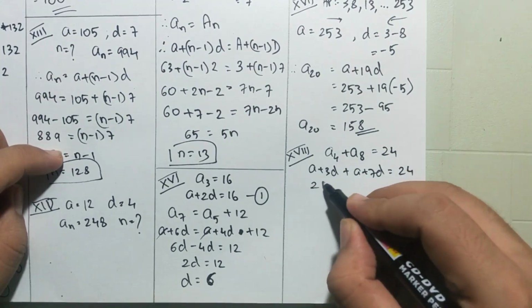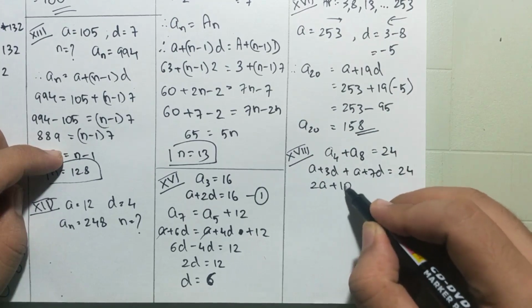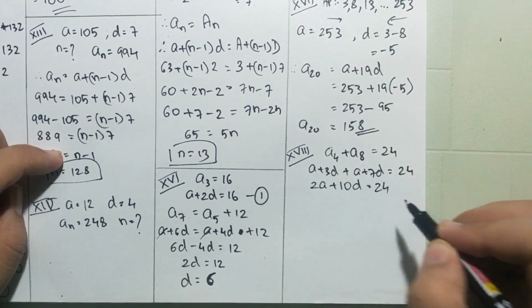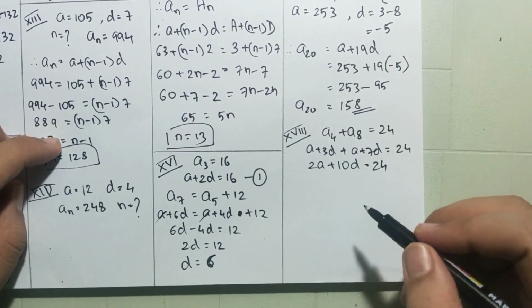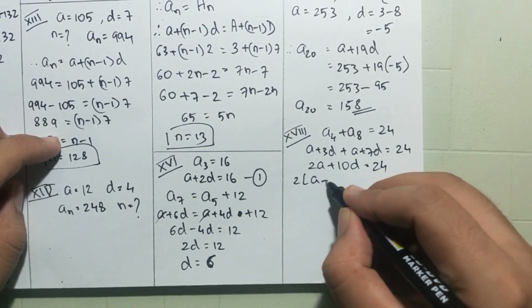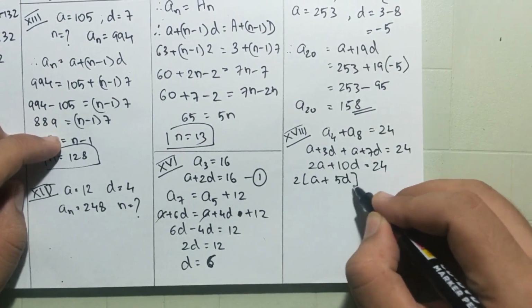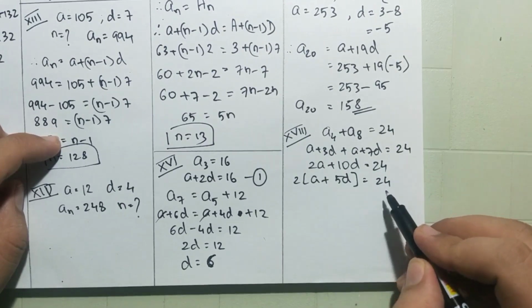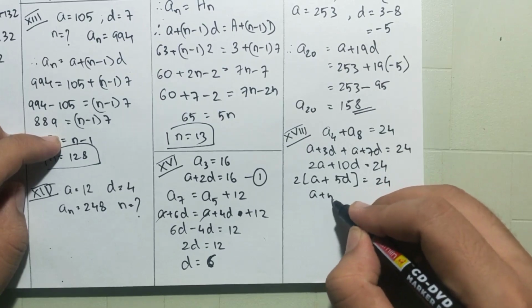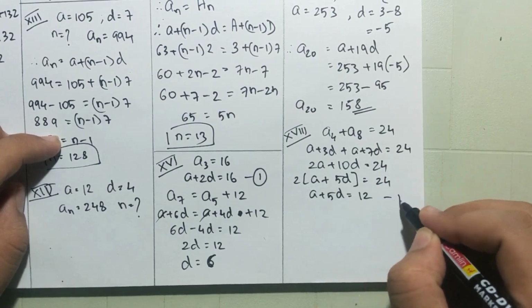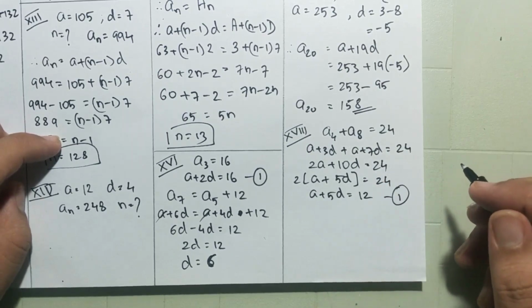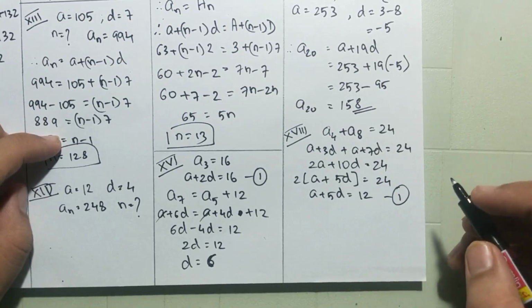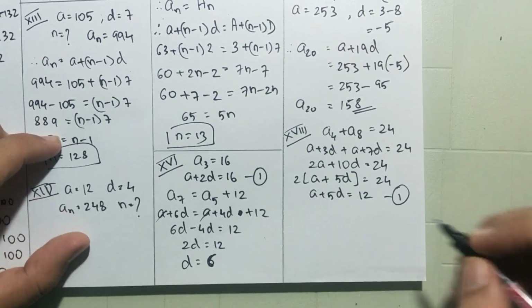This A plus A will be 2A, and 3 plus 7 will be 10D, equals 24. As you can see, 2 is common, so we can take 2 common as A plus 5D equals 24. This 2 will come in the denominator and gets divided. So A plus 5D equals 12. This is my first equation. The second equation is the sum of the 6th term and 10th term.